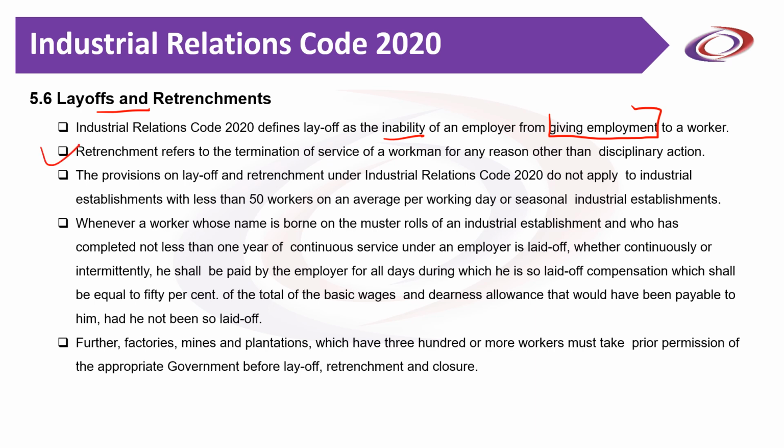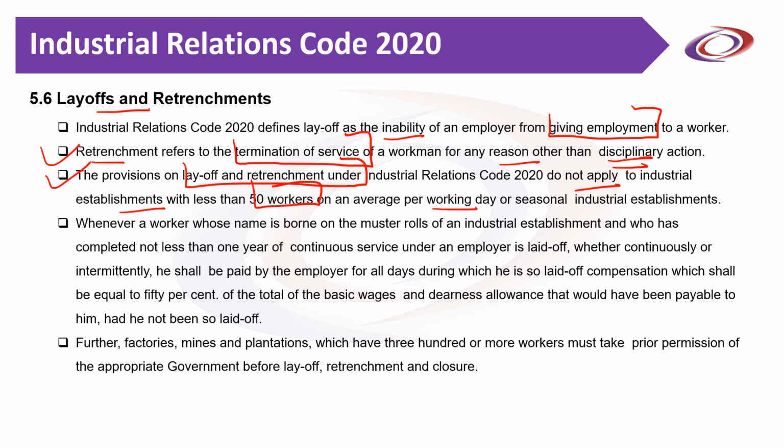Retrenchment, on the other hand, refers to the termination of service for a reason other than disciplinary action. It does not include retirement or non-renewal or completion of tenure. Other than disciplinary action, termination will be done. It is the retrenchment. The provisions on layoff and retrenchment under this code do not apply to the industrial establishments that have less than 50 workers on an average working day. So 50 or more workers is the eligibility criteria.